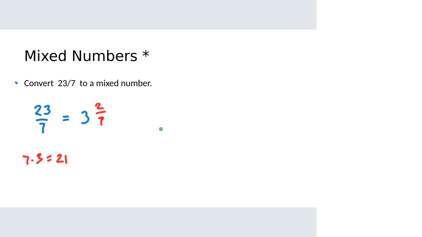A nice way to check this is to just go the other direction. 7 times 3 is 21 plus 2. That's 23 over 7. So I know I'm correct. And so 3 2/7 is what we end up with here. 3 being our whole number part, 2/7 being our fraction part.